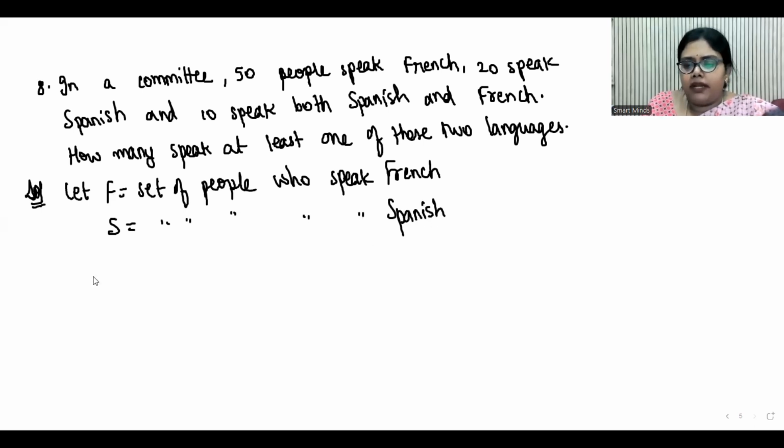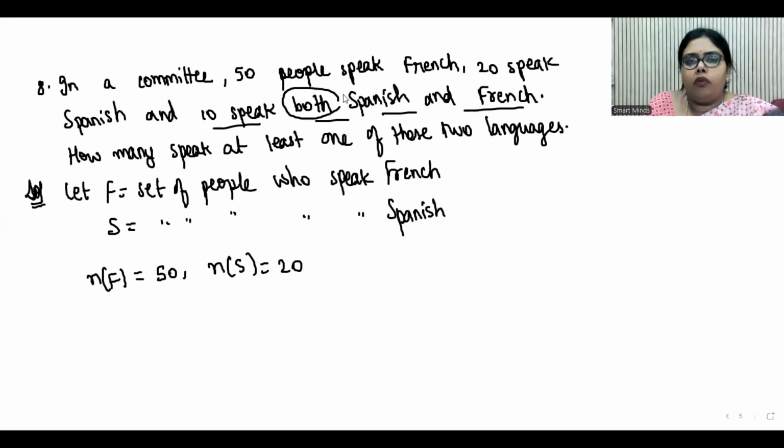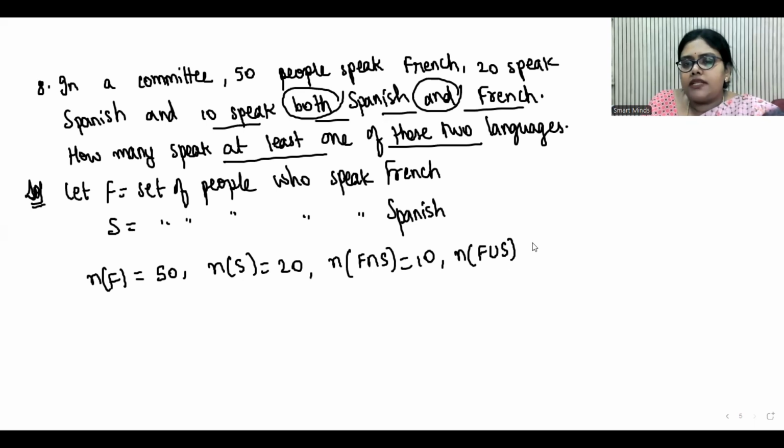Now from the given data, what can we write? n(F) is equal to 50. n(S) is equal to 20. And here 10 speak both Spanish and French. Whenever you have both and, we take intersection. n(F ∩ S) is 10. What do we have to find? They are asking us to find how many speak at least one. At least one means union. F ∪ S is how much?